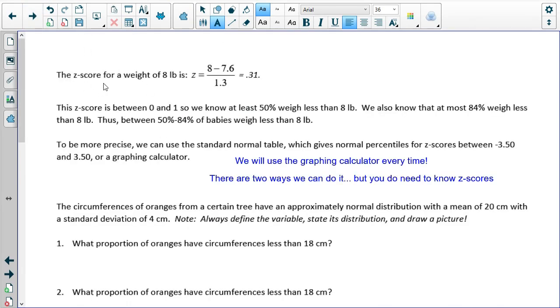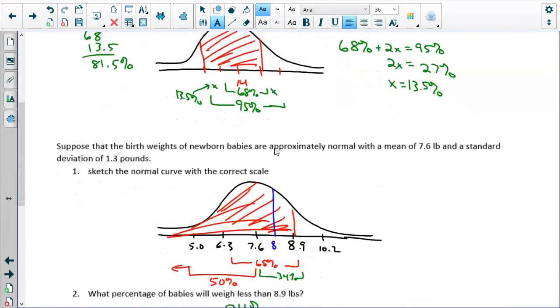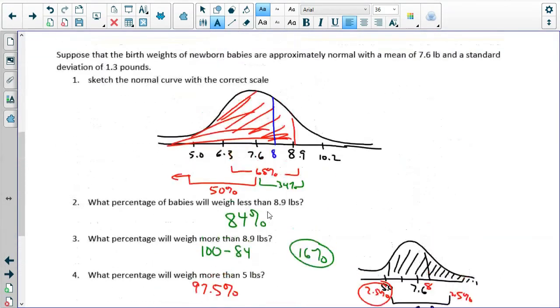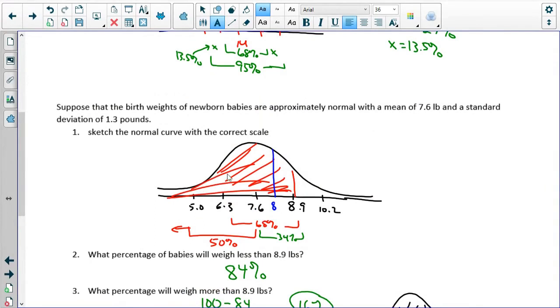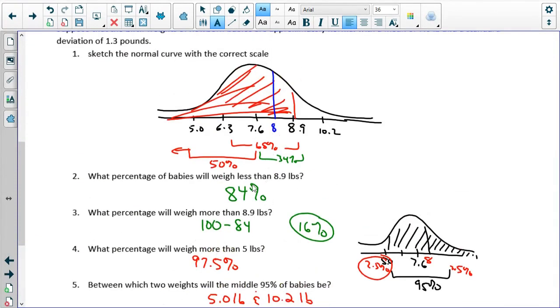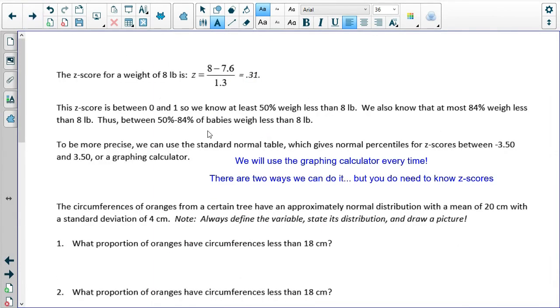So let's use z-scores. The z-score for a weight of an 8-pound baby is about 0.31. Since it's between 0 and 1, just based on knowing things, we know that we want babies less than 8 pounds, so that would be this area over here. It's definitely going to be more than 50%, but it's going to be less than 84%. So just using some logic, we can figure that out.